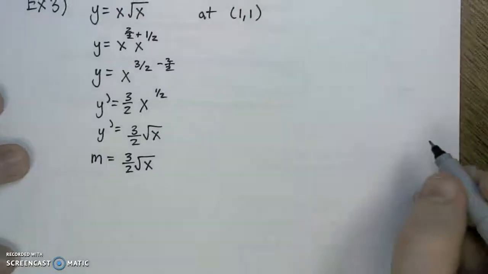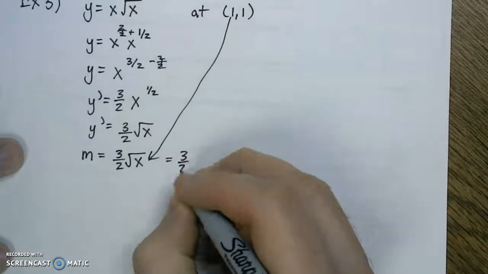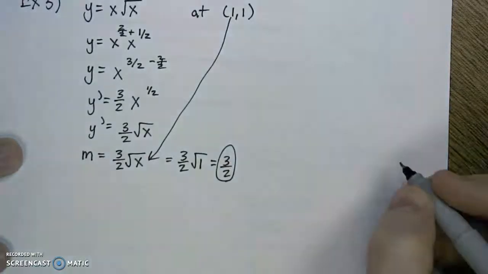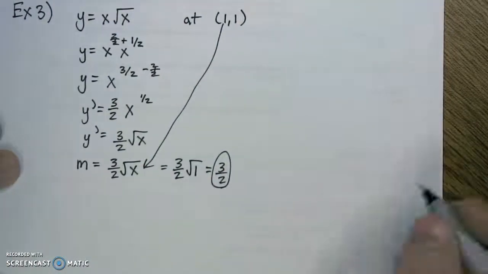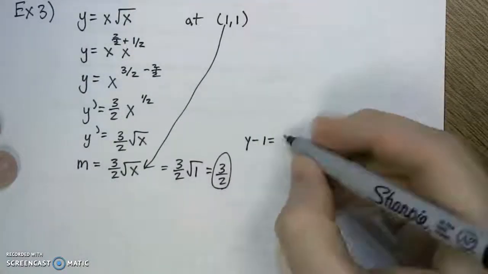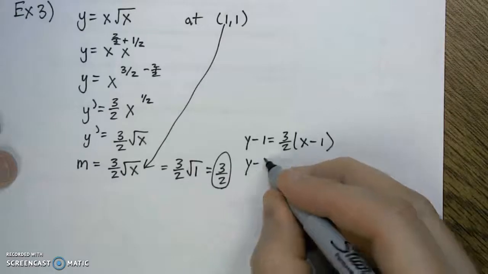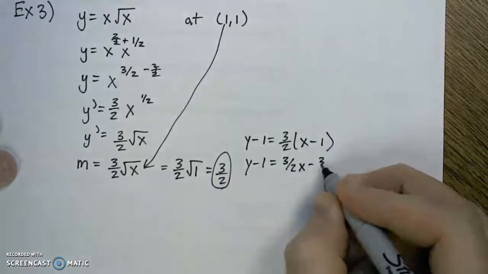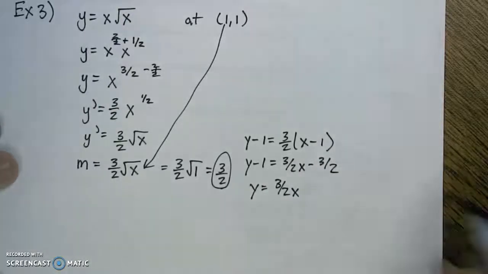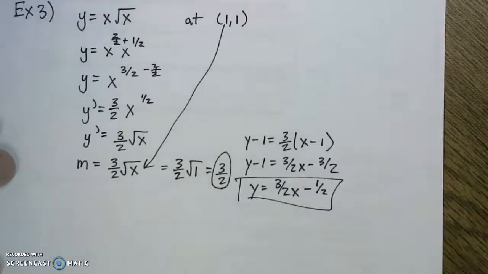Now, if I want to write the equation of the tangent line, I'm going to plug in my x value. Square root 1 is 1. 1 times 3/2 is 3/2. So this is the slope of the tangent line. So you're going to have y minus the y value equals the slope, x minus the x value. And then distribute your 3/2. And then add 1 to the other side to get y by itself. If you add 1, you're really adding 2/2, common denominator, so negative 1/2. So that's the equation of the tangent line.